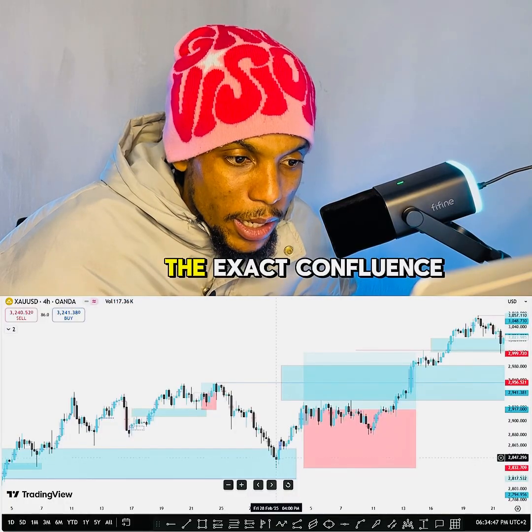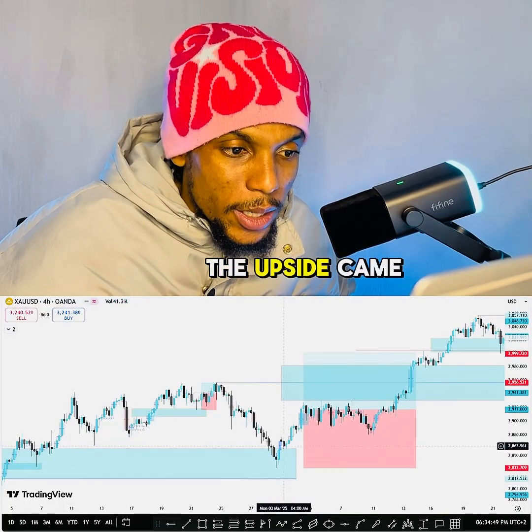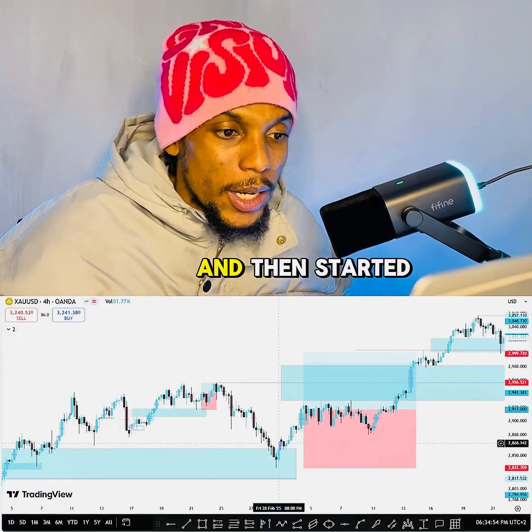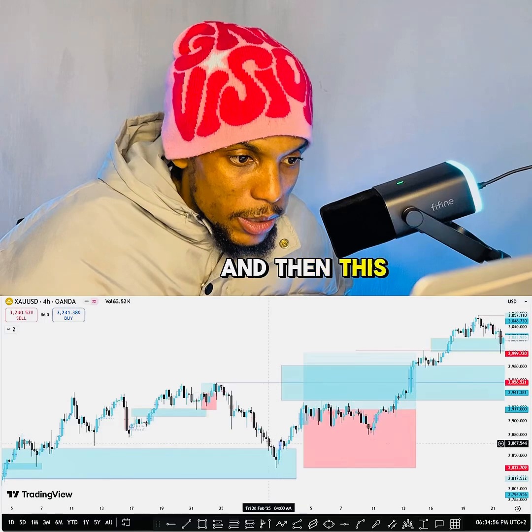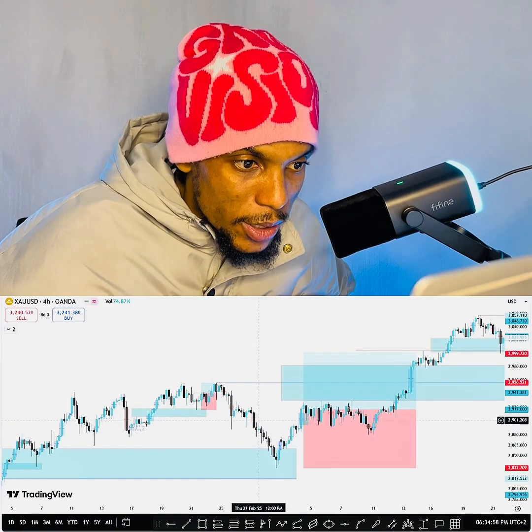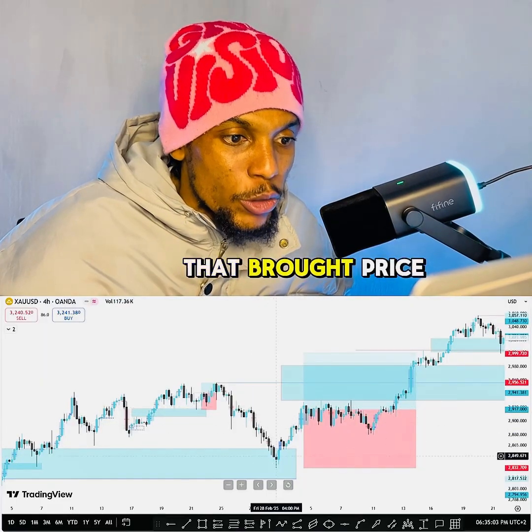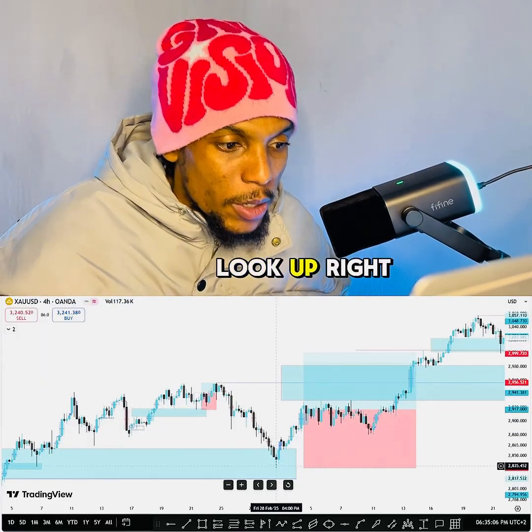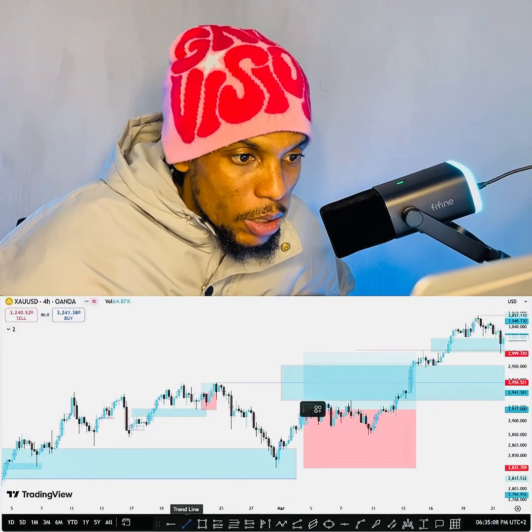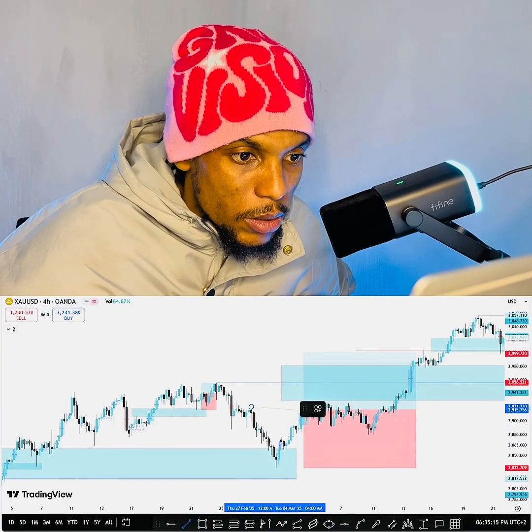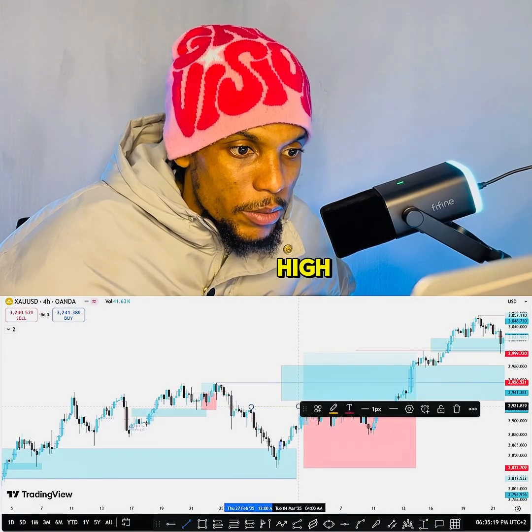and then started giving the exact confluence that we need to the upside. Came into the weekly fair value gap, left a gap, confluence number one, and then started moving up. Then this was actually the high, the first high that initiated all the moves that brought price into this particular weekly fair value gap. Right, let me just mark it out to make you understand what I'm talking about. Right, so this is the high.